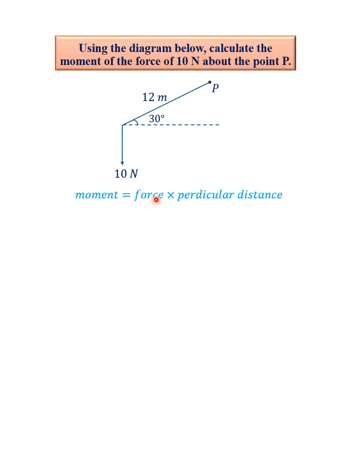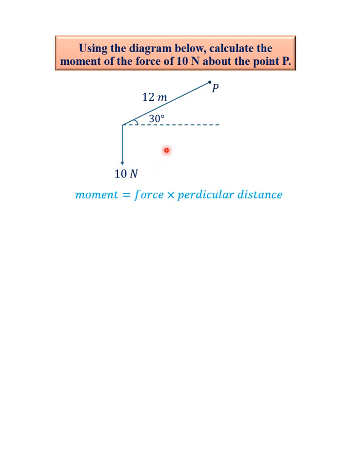So we need to find the perpendicular distance to the point of application of this force of 10 Newton. It is then we'll carry out the multiplication. Looking at the force of 10 Newton and the distance to point P, we can find out that the line of distance is at 30 degrees to the horizontal. We are now going to resolve the distance of 12 meters to the horizontal component. That way, the distance becomes perpendicular to the force.